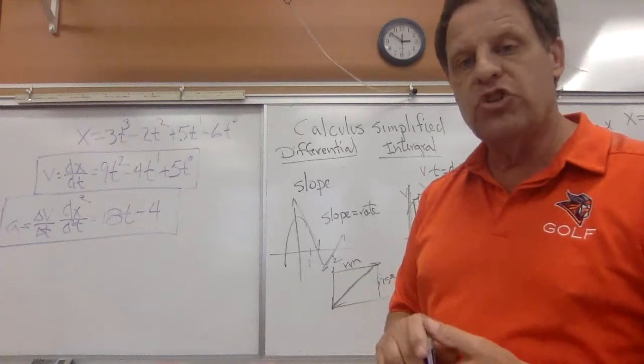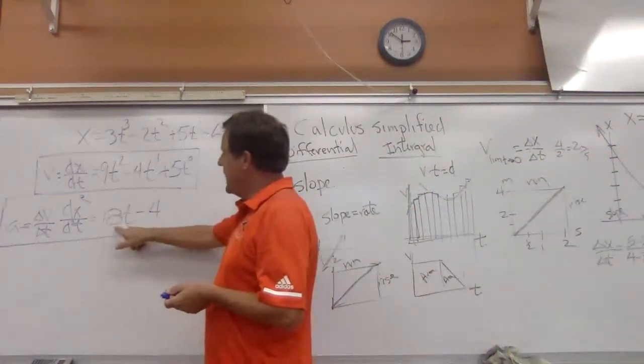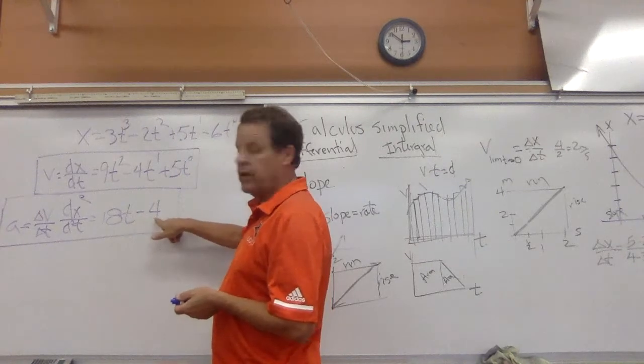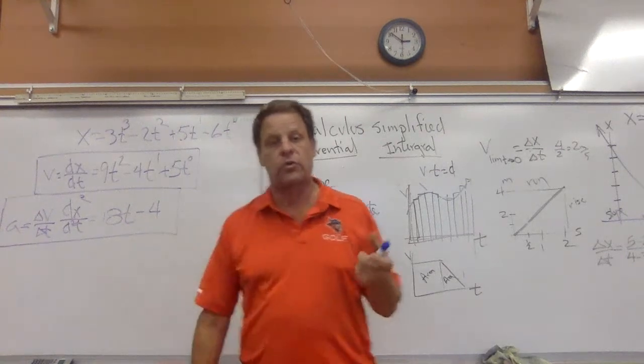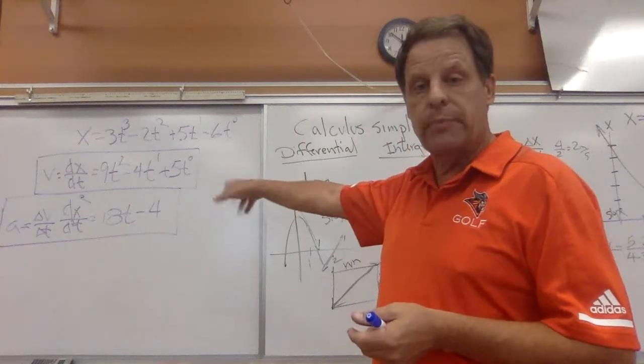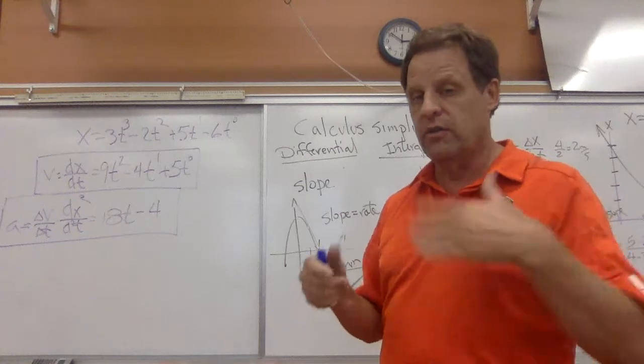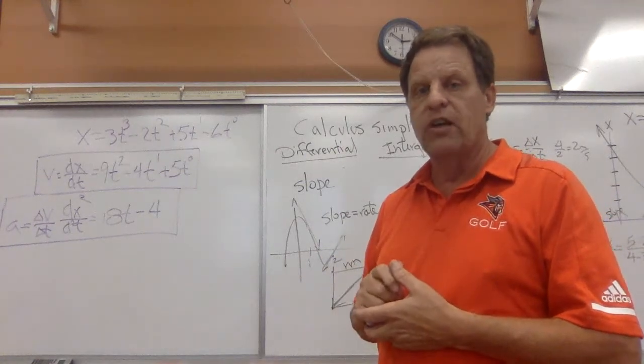Well, what would our acceleration be at 1 second? Now we could say 18 times 1 is 18 minus 4, and our acceleration would be equal to 14. And obviously, because it's more complicated, if we change the time, then we're going to change our value because it's going to change over time.